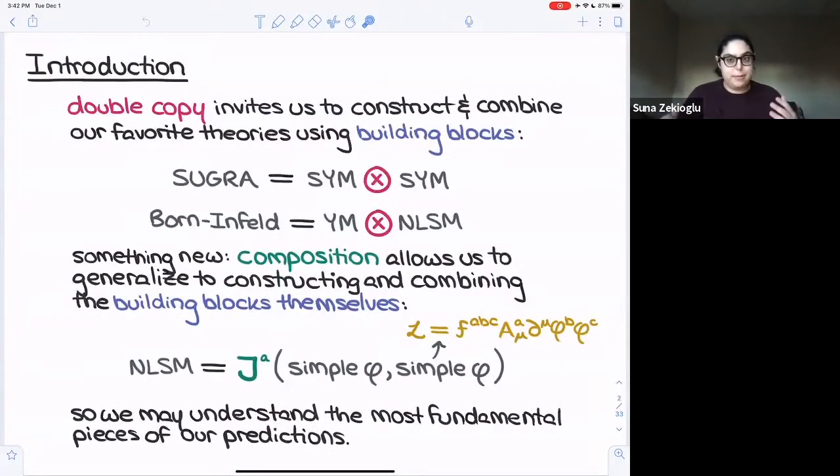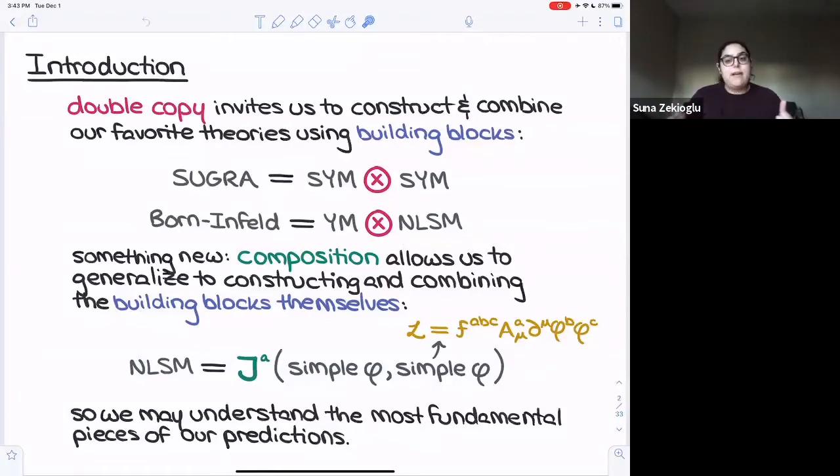Okay, so I'm going to start by thinking really broadly about how we construct the predictions of our favorite theories from building blocks. And double copy really invites us to think about these amplitudes as built up from adjoint numerators. So supergravity from super Yang-Mills, or Born-Infeld from Yang-Mills and nonlinear sigma model adjoint numerators. And of course, this structure has led to incredible discoveries about a whole wealth of connections between lots of different theories. But today we're going to go in a slightly different direction with it and ask not just how we can construct amplitudes from adjoint numerators, but also how we can construct the adjoint numerators themselves.